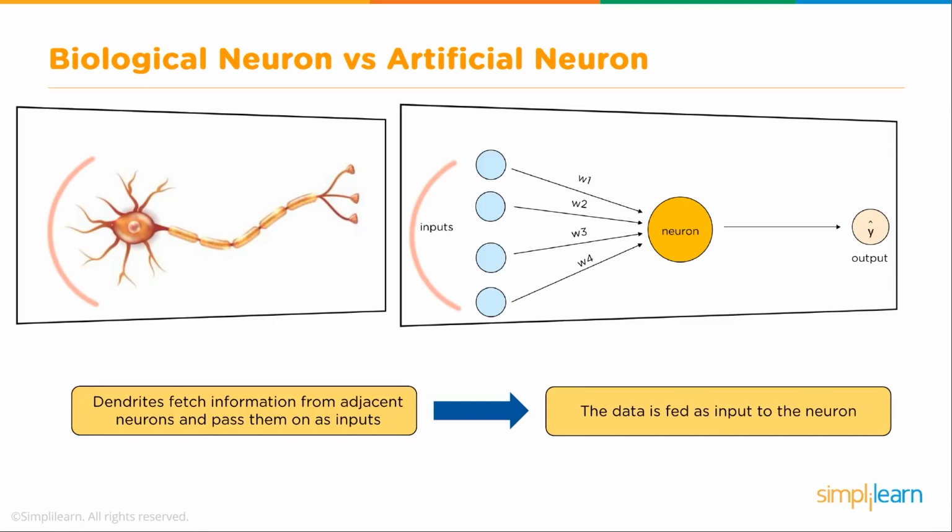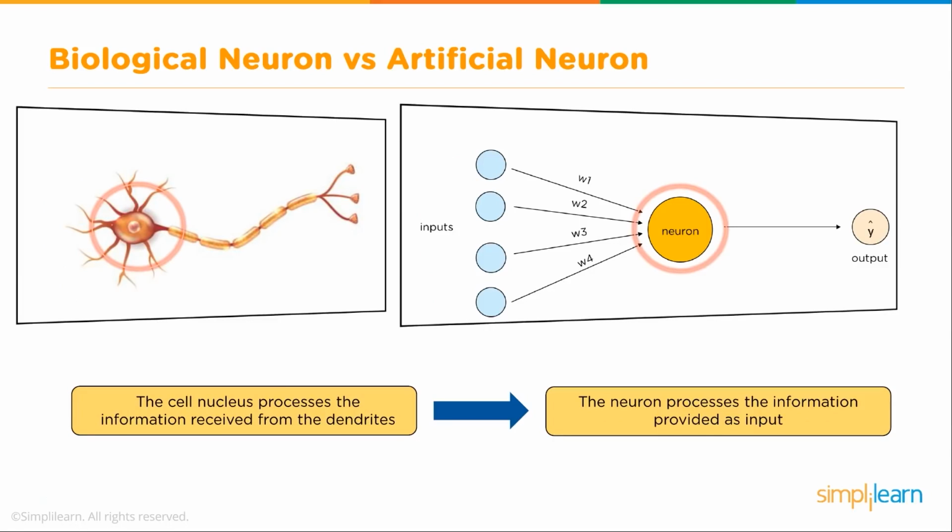And you can see right here we have dendrites that fetch information from adjacent neurons and pass it on as inputs. So you have your data coming in and your data going out. Any computer model should be looking at that: what's coming in, what's going out. The data is fed as an input to the neuron. So when we look at the artificial neuron, you can see we have our inputs. They come in, each one is specially weighted into the neuron, and then the neuron has an output. The cell nucleus processes the information received from the dendrites, and the neuron processes the information provided as inputs.